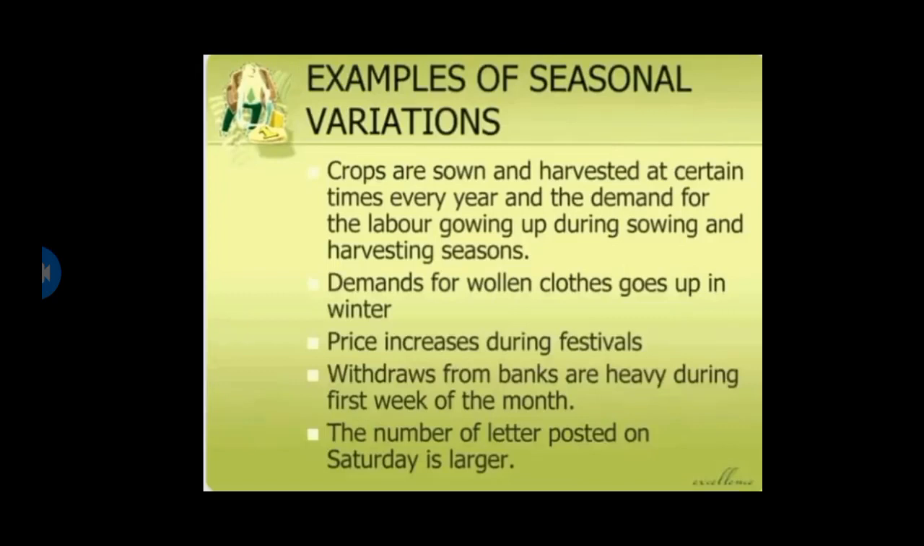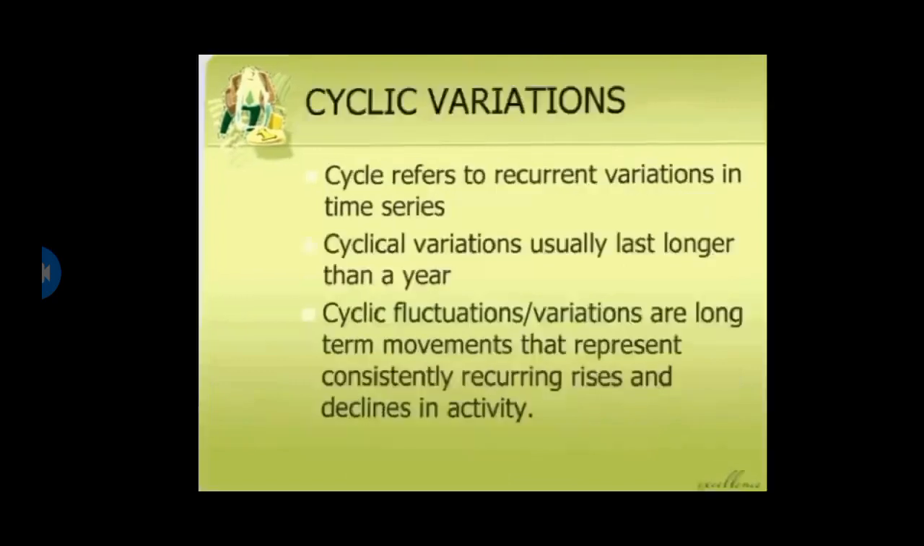Examples of seasonal variation: crops are sown and harvested at certain times every year, and then demand for labor goes up during sowing and harvesting seasons. Demand for woolen cloths goes up in winter. Prices increase during festivals. Withdrawals from banks are heavy during the first week of the month. The number of letters posted on Saturday is larger.